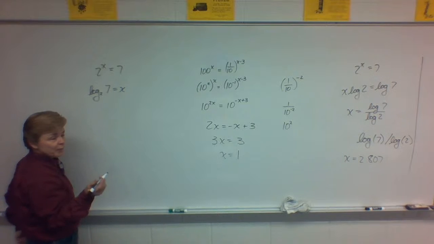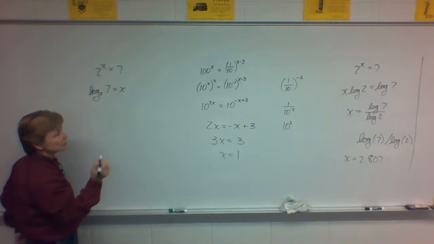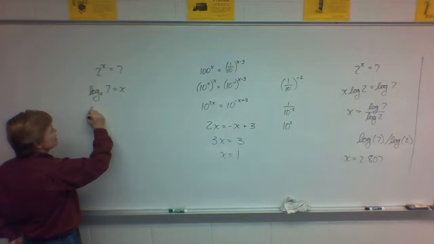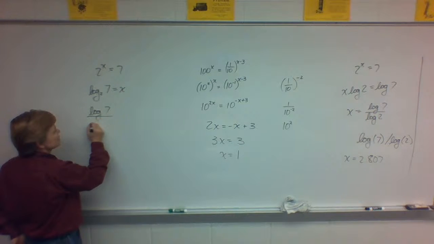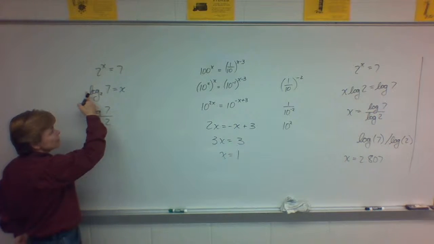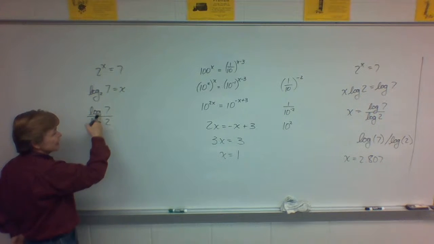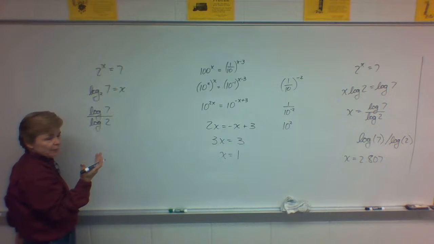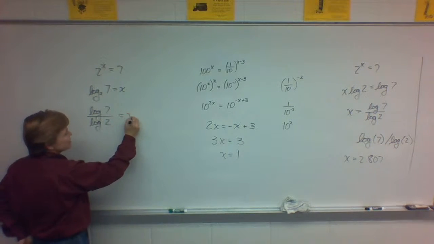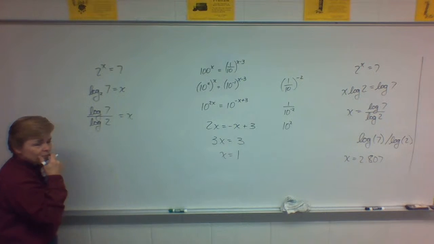And then you remember your change of base rule from yesterday too? This thing right here is the same as log base 10 of 7 divided by log base 10 of 2. Remember that? Log of the big guy over log of the little guy. If you use base 10 log, remember that big change of base rule? And isn't that just what we got by doing that?